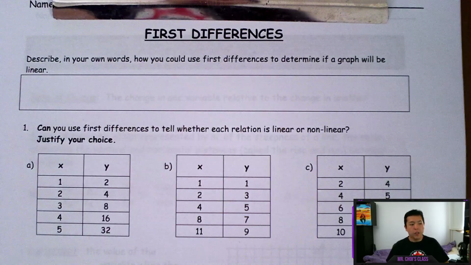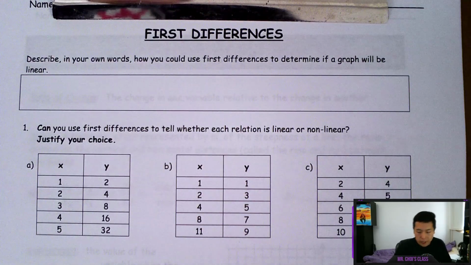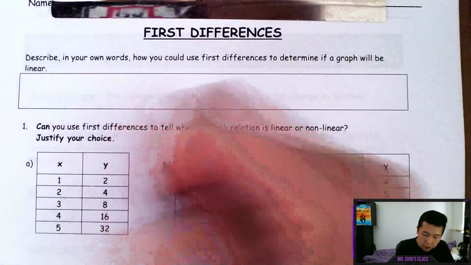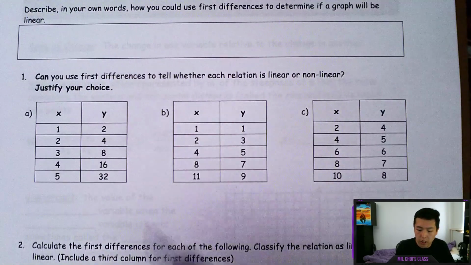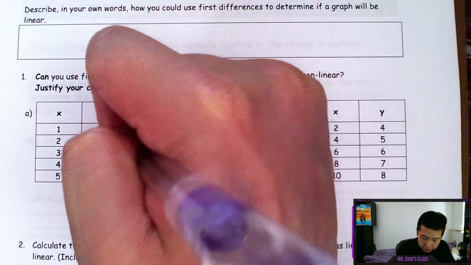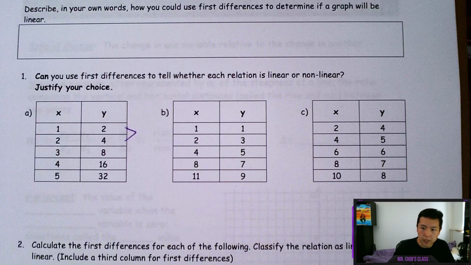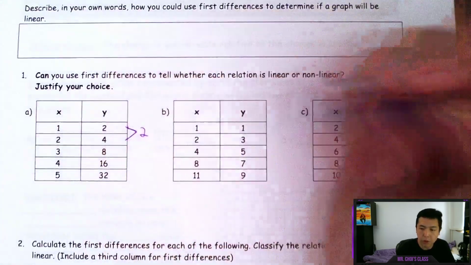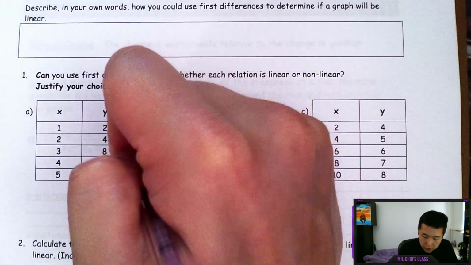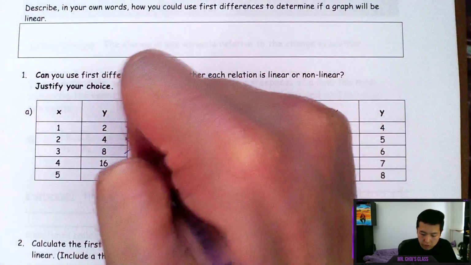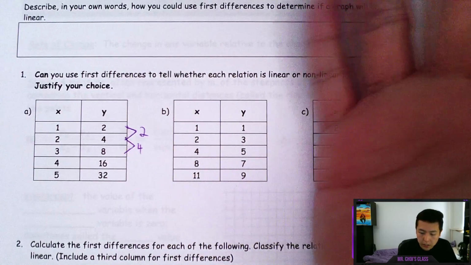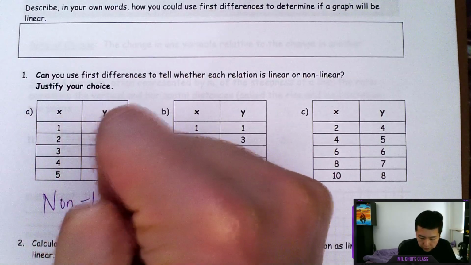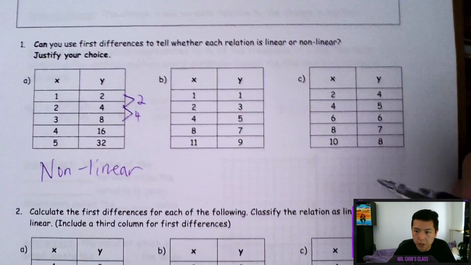Okay, let's talk about first differences. Let's talk about what we learned yesterday. Remember that with first differences, we subtract the bottom from the top. If you don't have space to write first differences, you connect the rows with two lines and do the math in between. Here it would be 4 minus 2, which is 2. With the next two, 8 minus 4 is 4. We can stop there. We can already see that these first differences are different, which means this must be nonlinear.